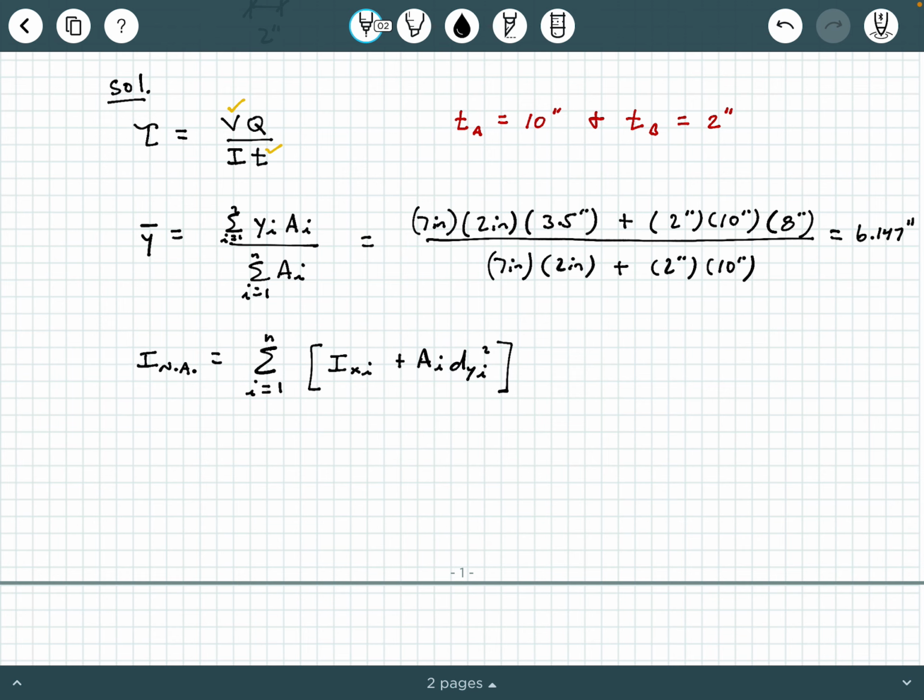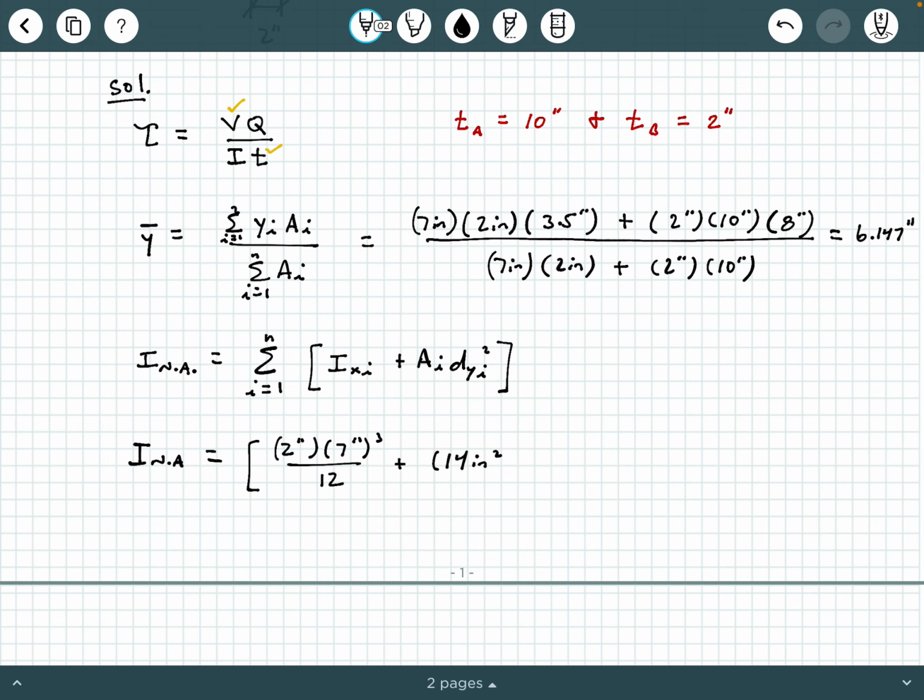Again, if you're a little rusty on this, look at my statics playlist to help you refresh your memory on how to calculate the centroid of a composite shape. So here we're going to have two rectangles. So we have a BH cubed over 12 for the web piece plus an AD squared.